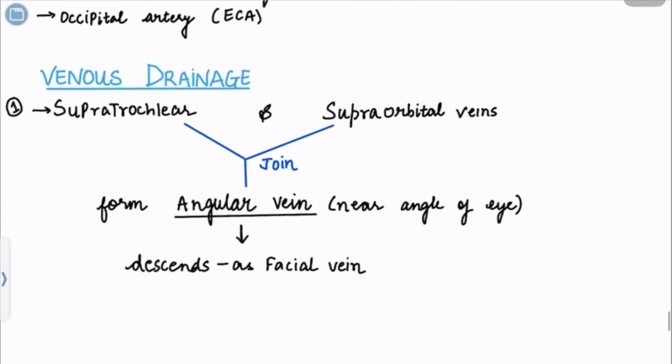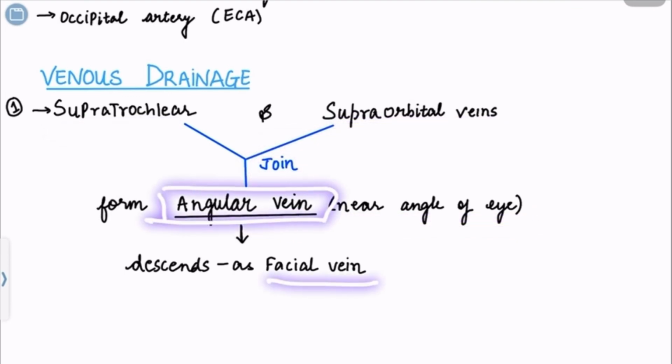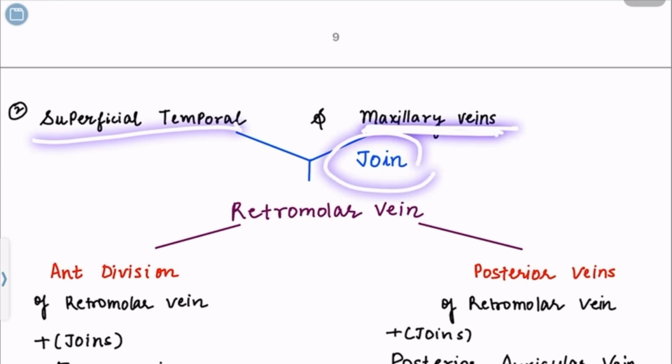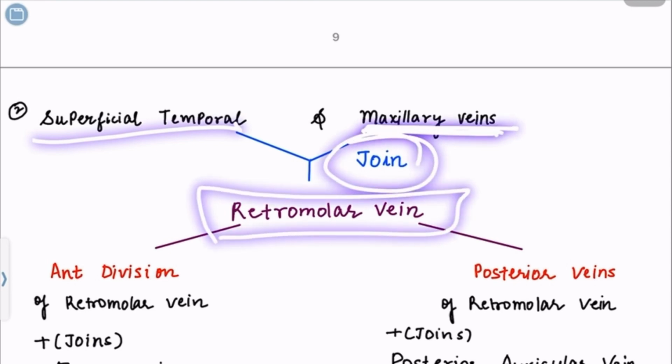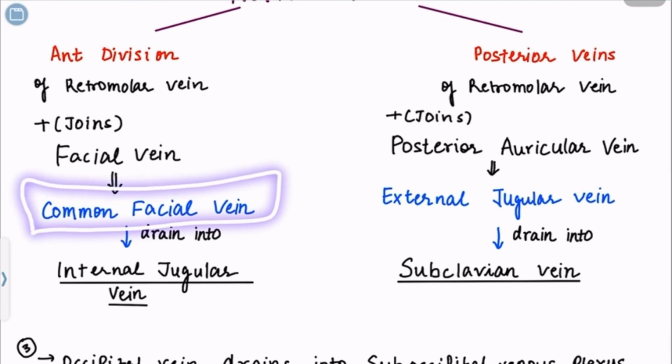Now let's see the venous drainage. So first, the supratrochlear vein and the supraorbital vein. These two veins join and form the angular vein near the angle of the eye. And this angular vein then descends as facial vein. Second is the superficial temporal vein and maxillary vein. They join and form the retromolar vein. Now this retromolar vein has an anterior division and a posterior division. The anterior division of retromolar vein joins with the facial vein, and it forms the common facial vein. And this common facial vein drains into internal jugular vein.